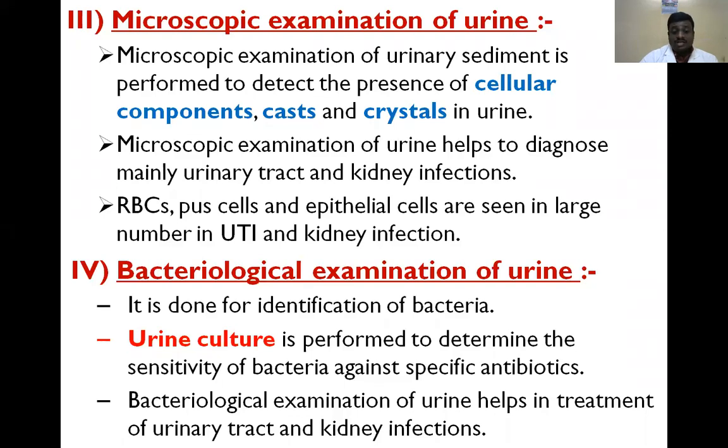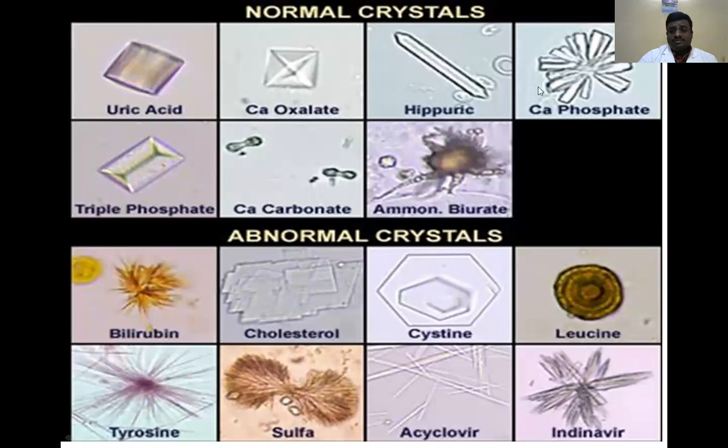Especially the dangerous bacterium E. coli: if E. coli is present in the urine sample, it greatly reduces the renal function, and there is a chance of complete renal failure. So we examine this with the urine culture. It is a microbiology-related topic, and you will learn it completely in the second year. These are different crystals under the microscope.